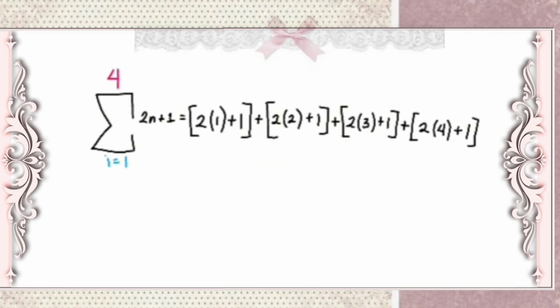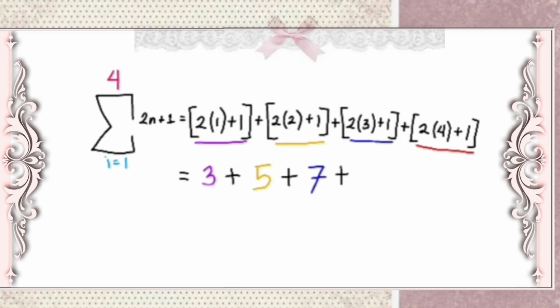2 times 1 plus 1 is equal to 3. 2 times 2 plus 1 is equal to 5. 2 times 3 plus 1 is equal to 7. 2 times 4 plus 1 is equal to 9. Add them and the final answer is 21.